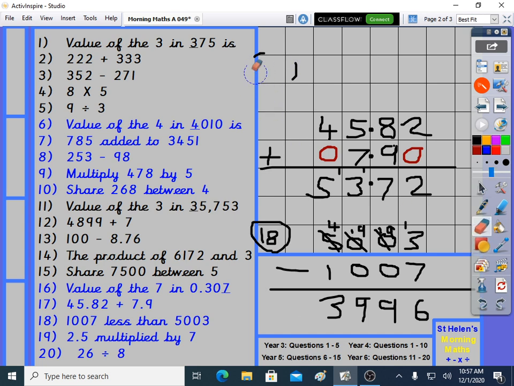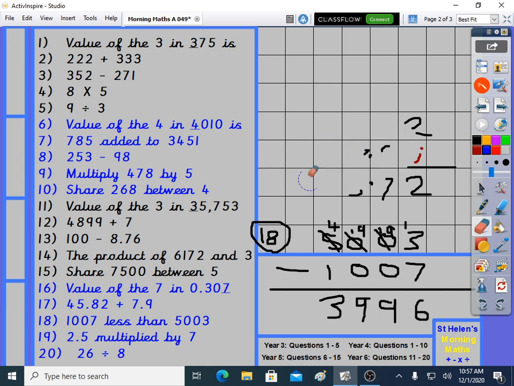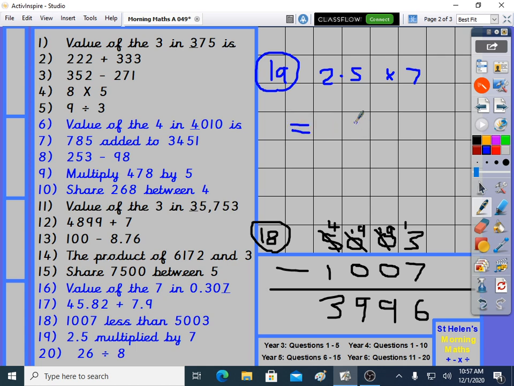And question 19. 2.5 multiplied by 7. This is a bit like 25 multiplied by 7 in disguise. And if you know your 25s, you might know 25 times 7 is 175. But this is not going to be 175 because there's a decimal place. It's going to be 17.5. I think that's the easiest way to do that, really. You could, of course, do column method if you need to.